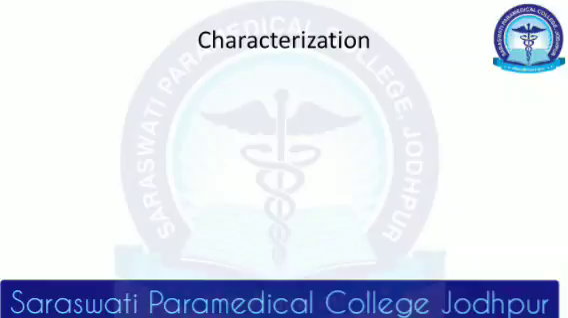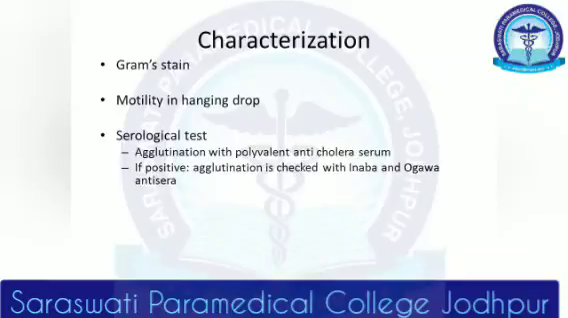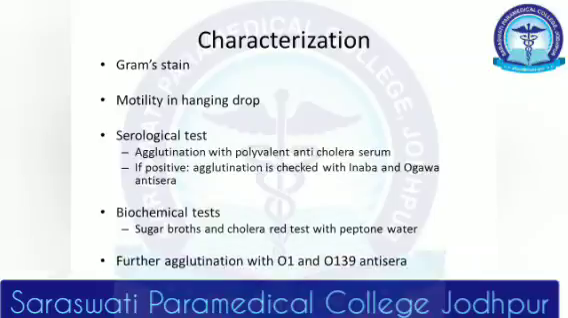Characterization of the isolated bacteria is done by gram staining, observing motility in a hanging drop preparation, and serological tests: agglutination with polyvalent anti-cholera serum. If positive for cholera, agglutination is checked with the Inaba and Ogawa strain antisera. Biochemical tests for identification are sugar broths and the cholera red test with peptone water. Further agglutination with O1 and O139 antisera and other characterization tests are done.